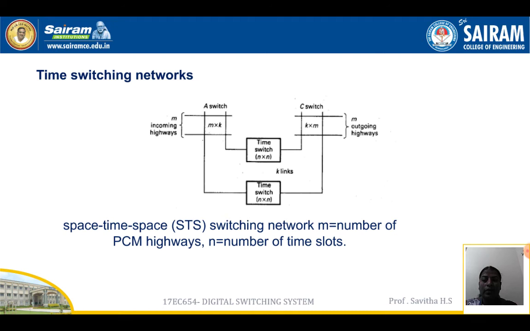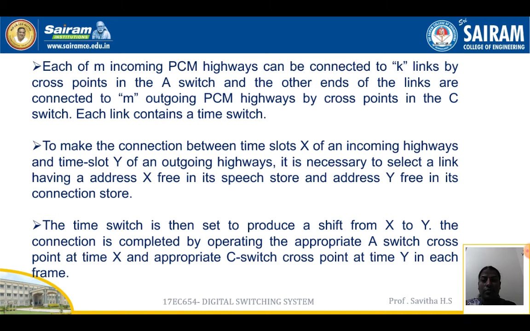Time switching networks. Space time space (STS) switching network. M is equal to the number of PCM highways and N is equal to the number of time slots. Each of the M incoming PCM highways can be connected to K links by cross points in the A switch, and the other ends of the links are connected to M outgoing PCM highways by cross points in the C switch. Each link contains a time switch.